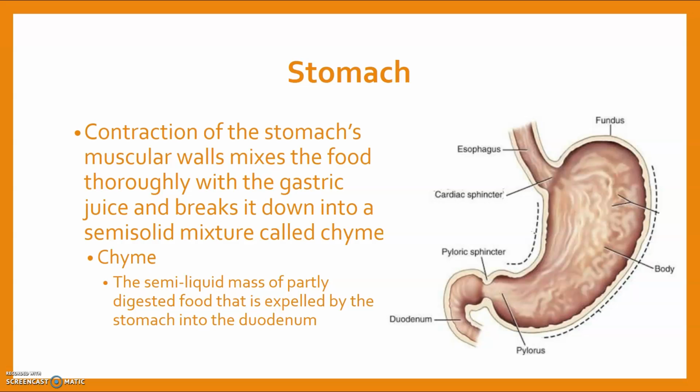Contraction of the stomach's muscular walls. The stomach is lined with smooth muscle that mixes the food thoroughly with gastric juice, and it breaks the food down into a semi-solid mixture called chyme. And the definition of chyme is it's a semi-liquid mass of partially digested food that is expelled by the stomach into the first part of the small intestine, which is the duodenum.